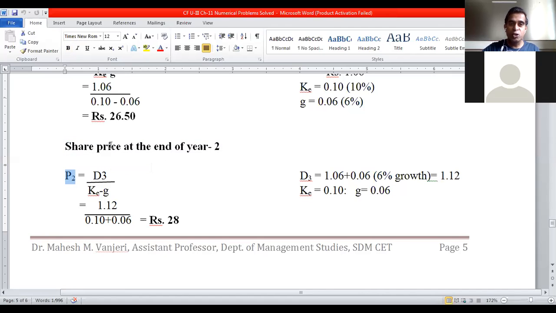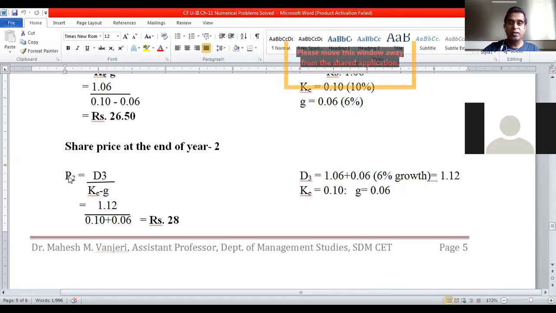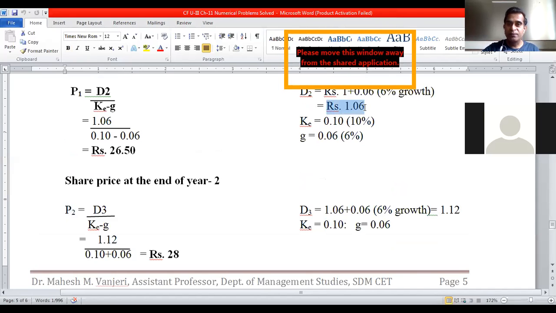P2, the share price at the end of year two, is equal to D3 divided by KE minus G. Now P2 is the equity share price at the end of year 2, for which we will require the dividend expected after the third year. The dividend expected after 2 years is 1.06, which we have calculated here. So to this we have to add a further 6% growth.